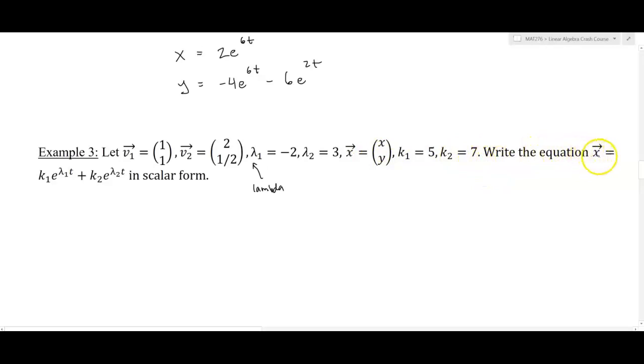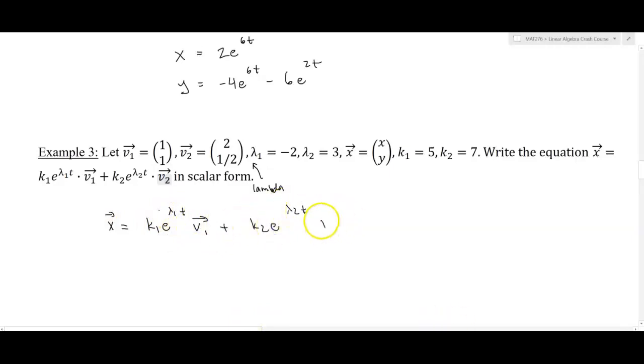Write the equation vector x equals k1 e to the lambda 1t v1 plus k2 e to the lambda 2t v2. You will see this quite often, this expression here. At first it looks kind of scary, a little bit intimidating. All I'm going to do here is just replace the components with what they are.